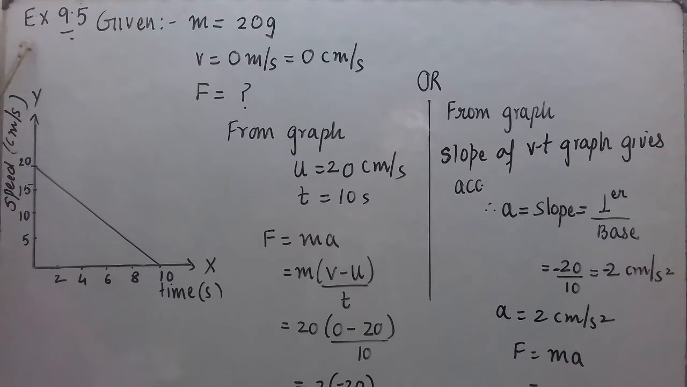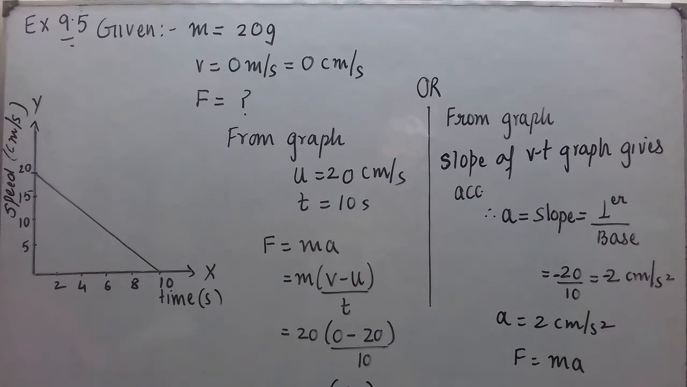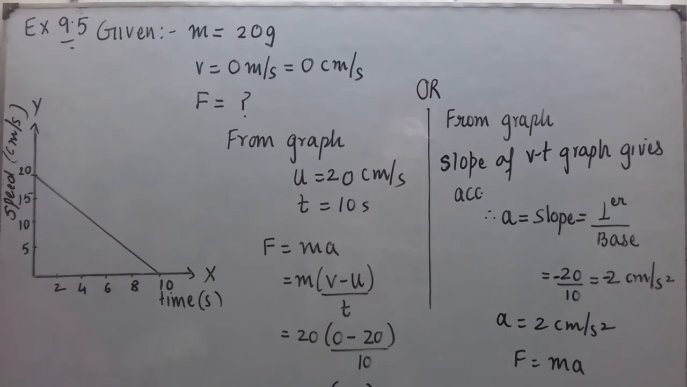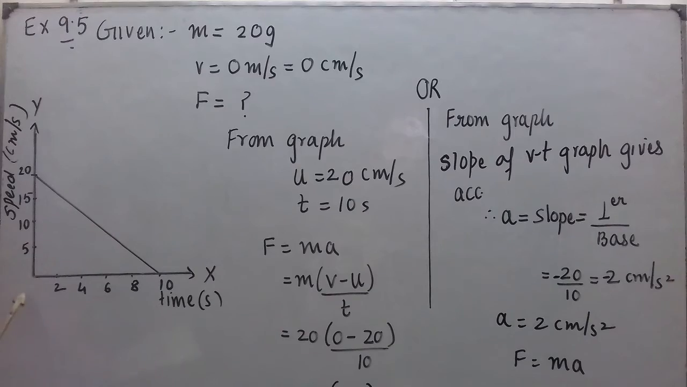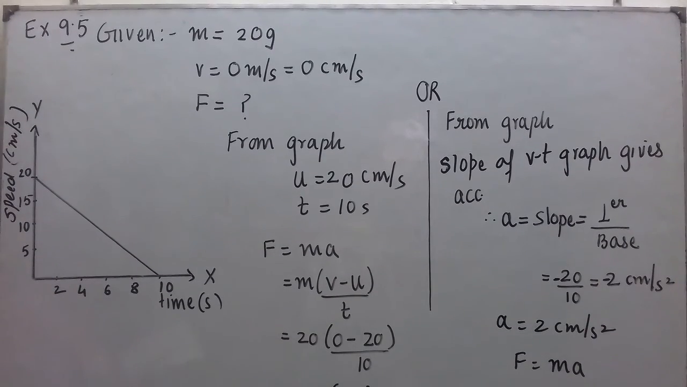Now example 9.5. The velocity time graph of a ball of mass 20 gram moving along a straight line on a long table is given in this figure. Okay, so this graph is given. It represents the velocity time graph of a ball of mass 20 gram which is moving along a straight line on a long table. How much force does the table exert on the ball to bring it to rest?